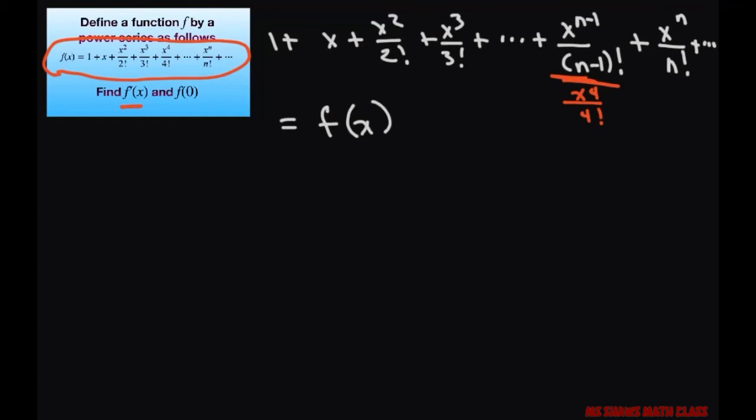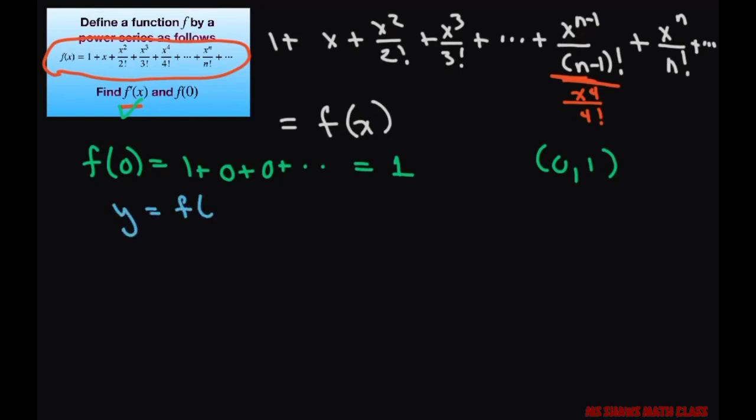Now f of 0. When you substitute in 0, you're going to get 1 plus 0 plus 0 plus dot dot dot, which equals 1. Since the function is its own derivative and it takes on the value of 1 at x equals 0, we suspect that the function is e to the x. So let's let y equal our f of x.